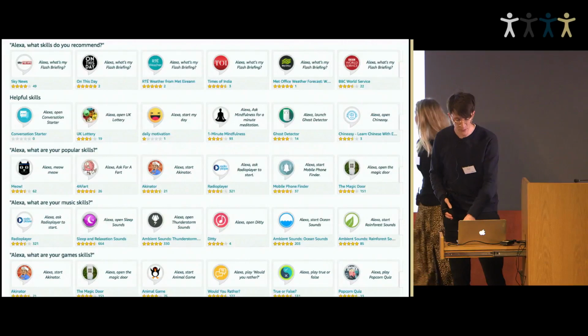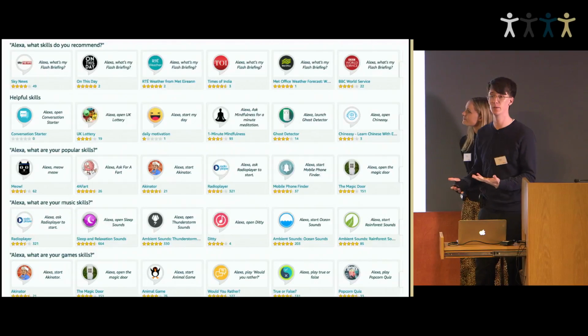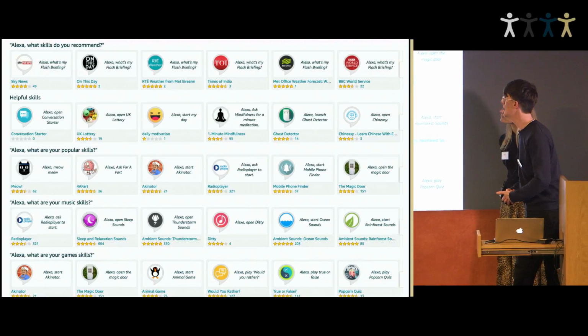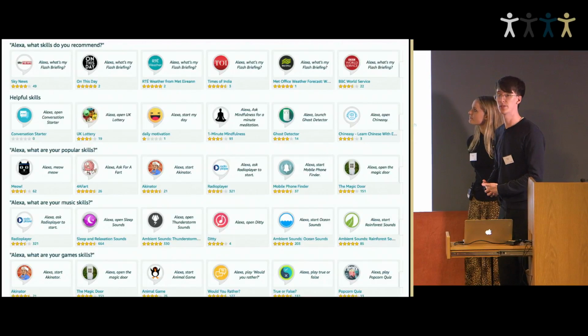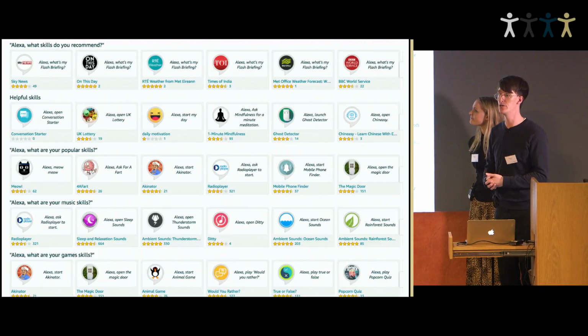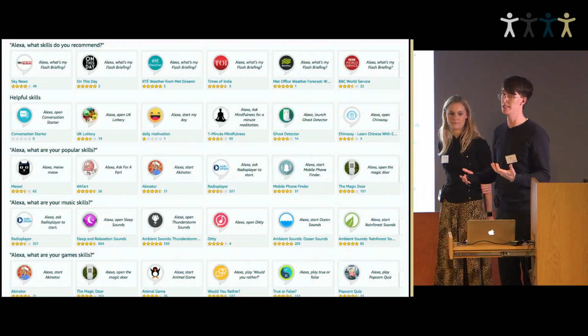So this is the Alexa skill store. A skill being to Alexa as apps are to the iPhone. And there are currently, I think, maybe 15,000 skills on the skill store. And most of those have 0 ratings and just aren't used. And that's because there is this opacity to the device. You just can't see what it can do. There's no real way of knowing its capabilities.